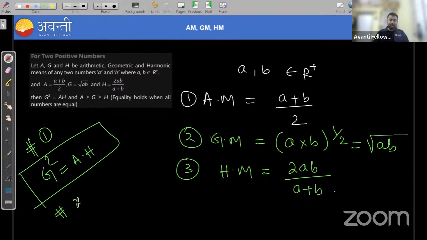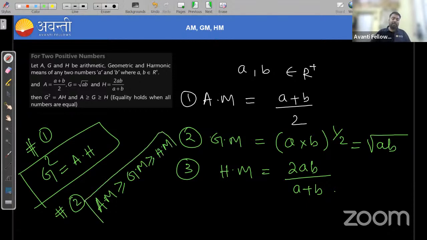And the second formula, second inequality, I already told you: arithmetic mean is greater than or equal to geometric mean is greater than or equal to harmonic mean. This is important. This is also important. We'll solve some questions based on this inequality or equality also.